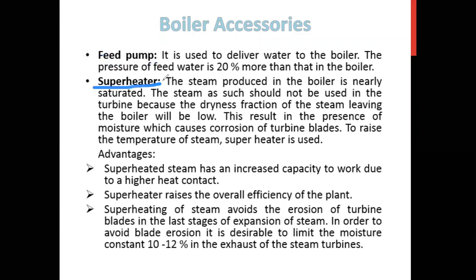The second is a superheater. What does superheater mean? Before learning the superheater, remember there are three types of steam. You can take notes in your notebook. In the next class we will explain details. One is wet steam. Second is dry steam. There are three stages of steam. The first one is wet steam.